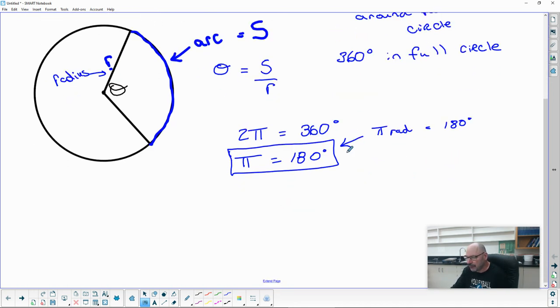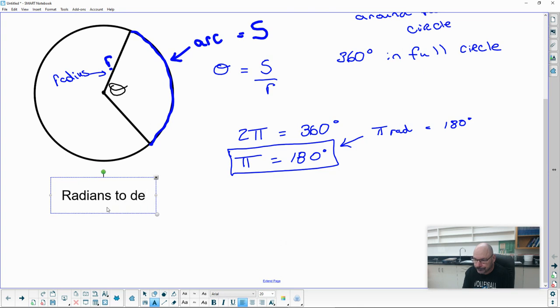And we're going to use this relationship. Now you've probably done this in past math, hopefully. We're going to do just a couple easy examples here. So we're going to do radians to degrees. We'll do a fraction example, then we'll do a decimal example in both.